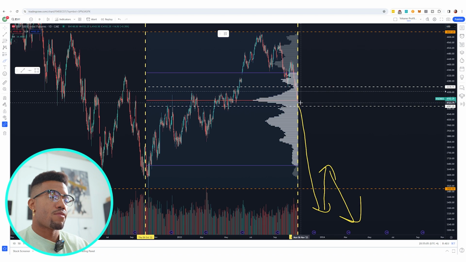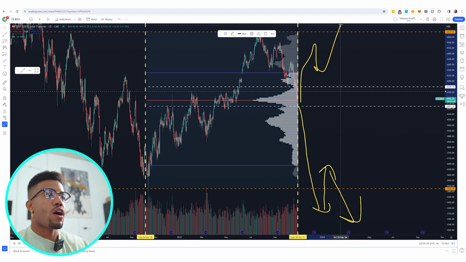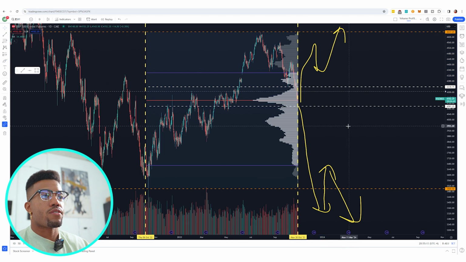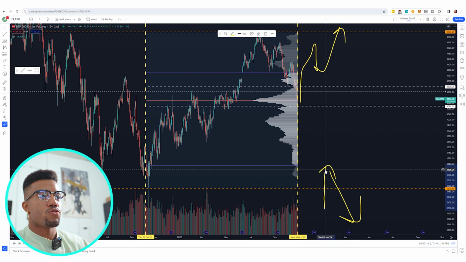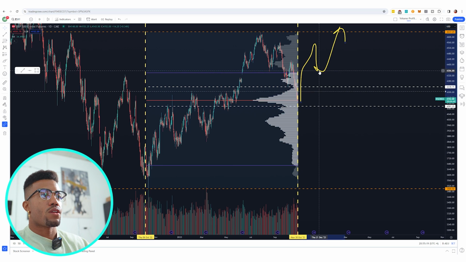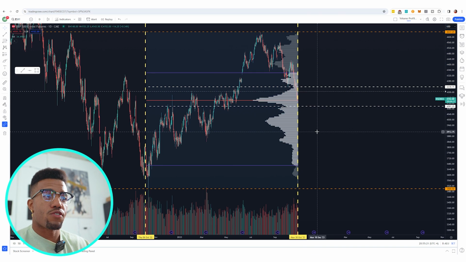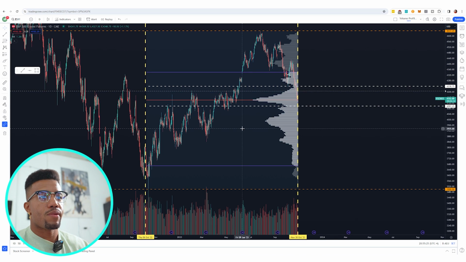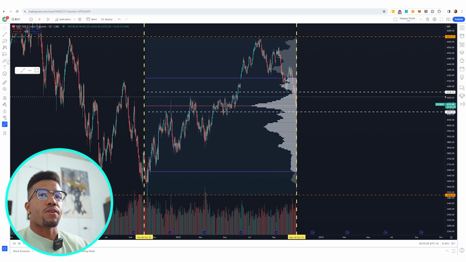If we break outside of a value area and we don't return through it, we reject off of it and go higher, then the market's probably going to continue higher. Don't take my word for it. Watch the volume profile, the VAH, VAL, and look how price behaves during the session. Plot on 15-minute, 5-minute, whatever you like, and watch it play for yourself. The inverse is true as well.